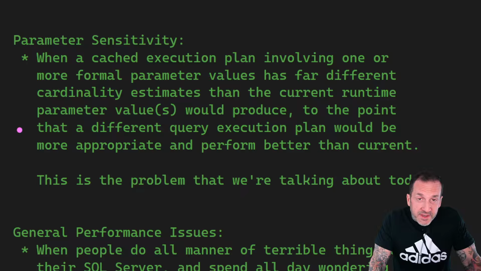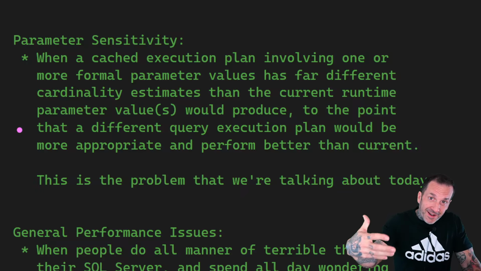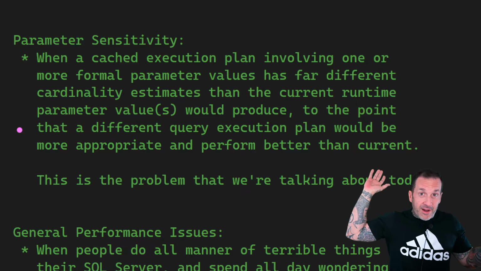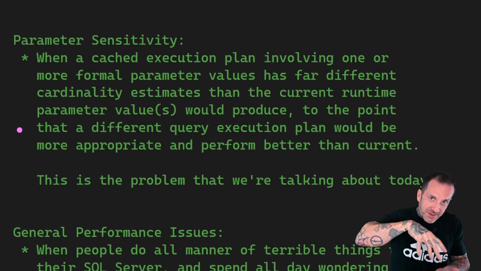So this is what the sensitivity part is, where you have skewed data. You have actual physically skewed data in an index, right? Like one value accounts for a lot of rows in your table, and other values account for very small numbers of rows in the table.